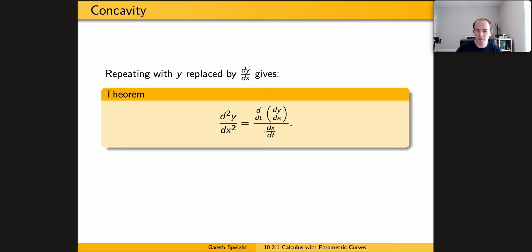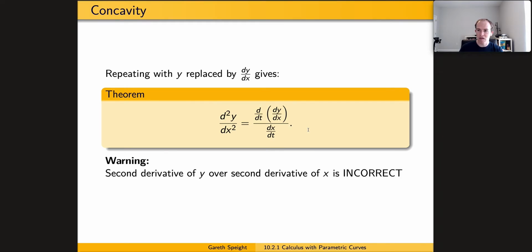So it's exactly the same formula that we had on the previous page, just with y replaced by dy/dx. And here, one word of warning. A common mistake is that if dy/dx, the first derivative, is dy/dt over dx/dt, some people make the mistake of thinking the second derivative is the second derivative of y with respect to t divided by the second derivative of x with respect to t.